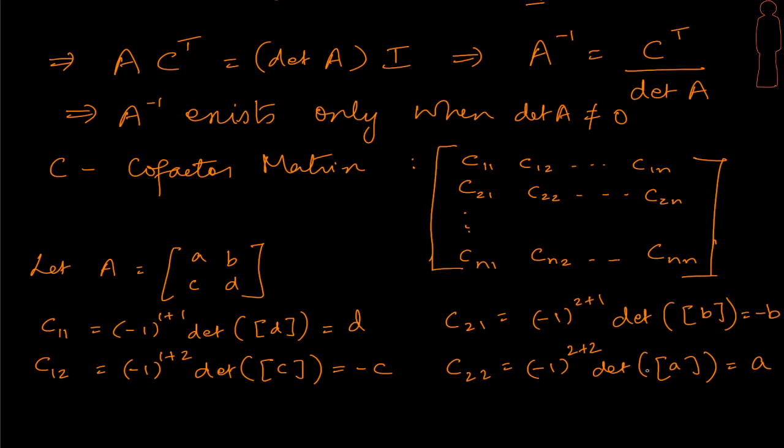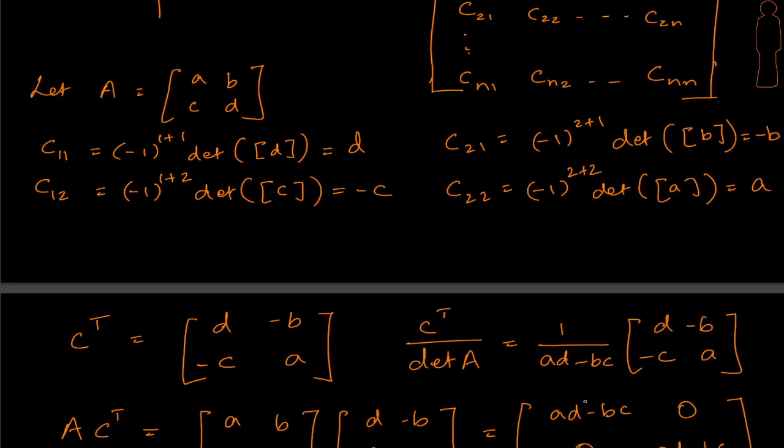Similarly, we can look at the other values here, and we will be able to appreciate. We got the cofactors now. C11 is D, C21 is minus B, C12 is minus C, and C22 is A. We have to now find the inverse. For the inverse, I need to look at the cofactor matrix transpose. That's very important.